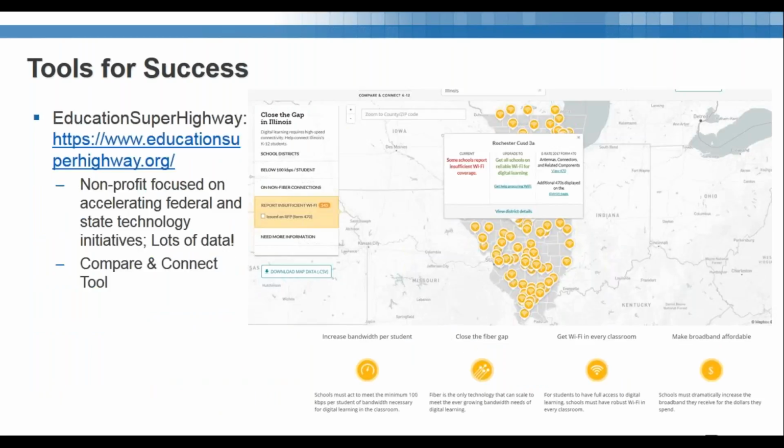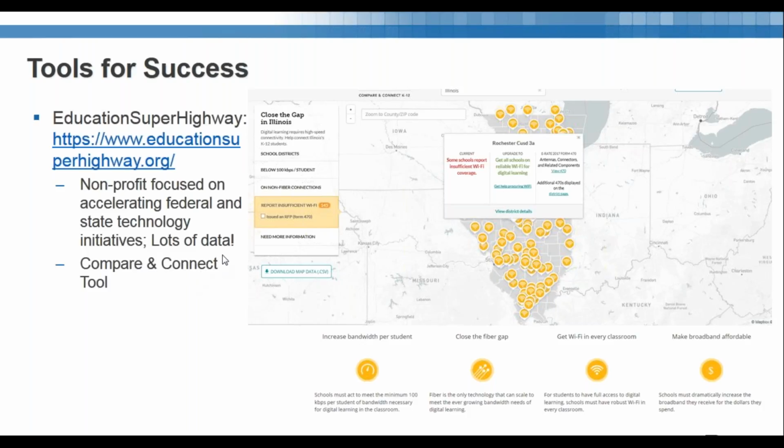The other tool that I found to be really interesting is from Education Superhighway, which is another nonprofit that does a lot of work with E-rate and states to try and help the states understand how to support the E-rate program. They have a ton of data here, but something that's really interesting is called the Compare and Connect tool. This basically takes all of that E-rate data that USAC has and puts it into a geographic tool that you can mine by application type, so whether you're interested in schools that don't have enough bandwidth, or schools that are not on fiber yet, or schools that are reporting insufficient wireless.